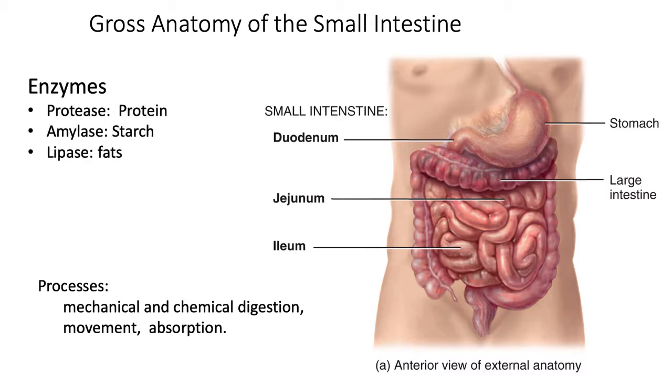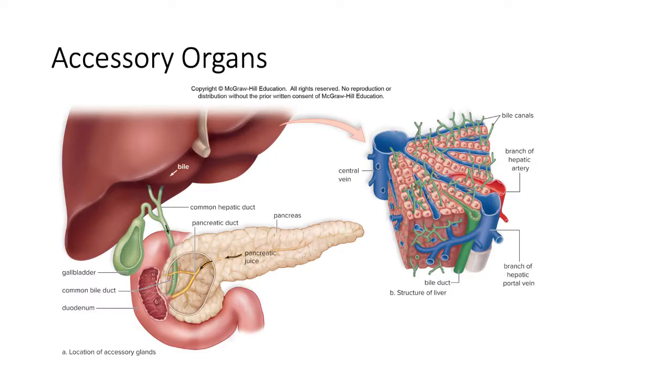Protease breaks down proteins, amylase breaks down starch and sugars, and lipase breaks down fats. Although the intestine does produce some enzymes, the majority of enzymes are produced by the pancreas, an accessory organ that lies in the curve of the duodenum. The accessory organs of the digestive system include the pancreas, liver, and gallbladder.